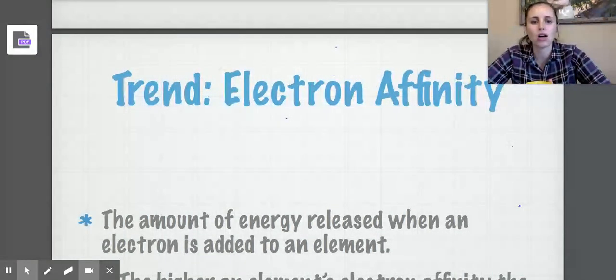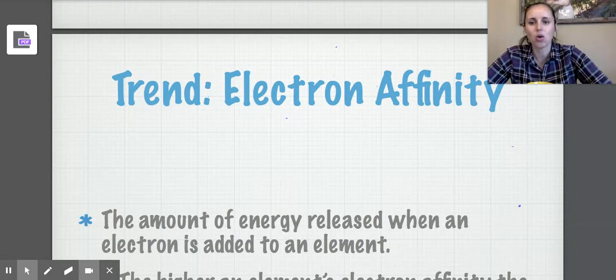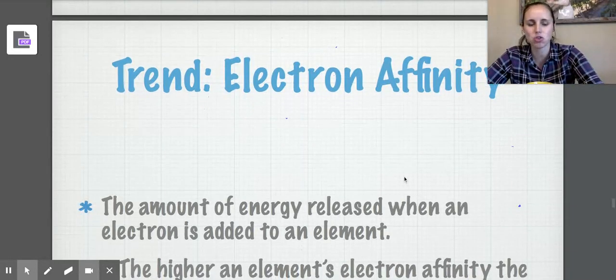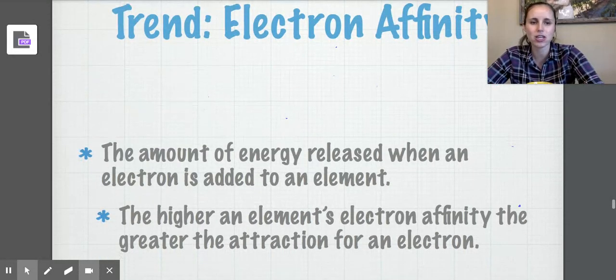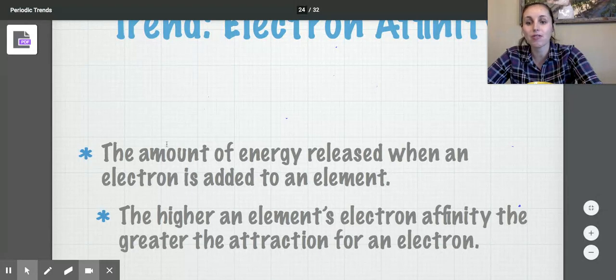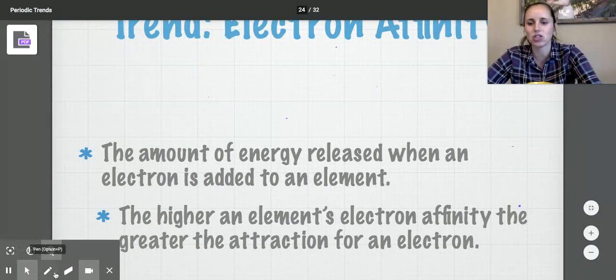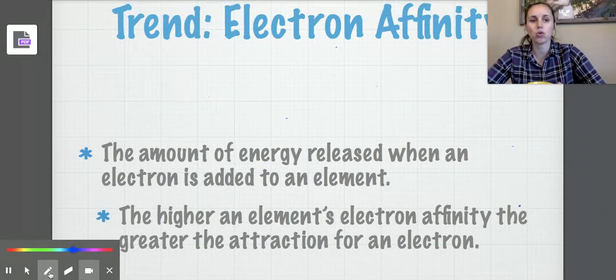This trend is called electron affinity. What's really nice about these trends is you're going to see a lot of overlap. So you're going to see electron affinity has almost the exact same trend as ionization energy. It's really just a different definition. So electron affinity is the amount of energy released when an electron is added to an element. Okay, so what we're going to see is this is almost the exact same number as ionization energy, just with a different sign.